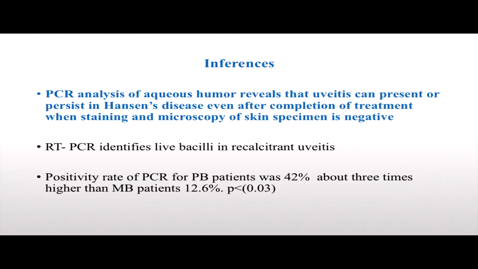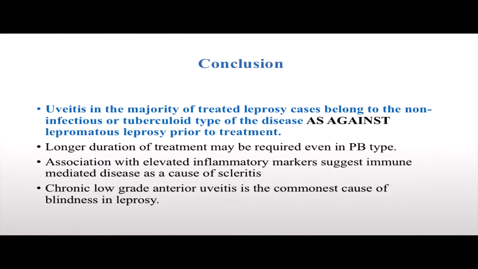RT-PCR can confirm the presence of bacilli in recalcitrant uveitis, and positivity rate of PCR for the paucibacillary patients was 42%, which is about 3 times higher than the multibacillary type, 12.6%, and this was found to be statistically significant with p less than 0.03. So in conclusion, the majority of uveitis in treated leprosy cases belong to the tuberculoid or paucibacillary type of disease, as against lepromatous leprosy prior to treatment. So before treatment is started, uveitis is much more common in the lepromatous multibacillary type of group. Longer duration of treatment may be required even in the paucibacillary type.